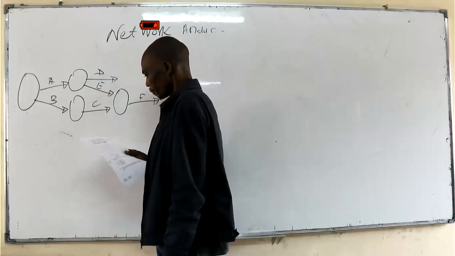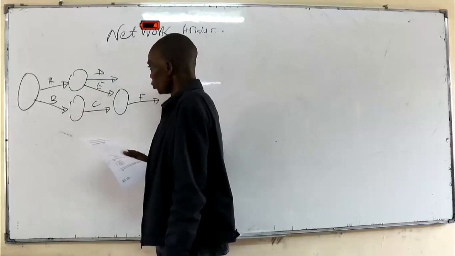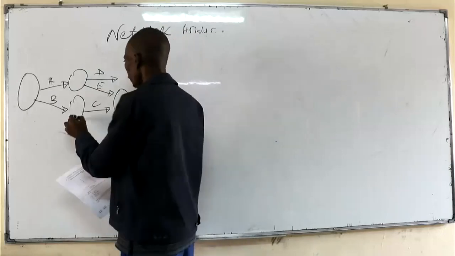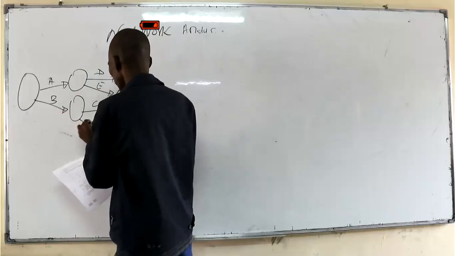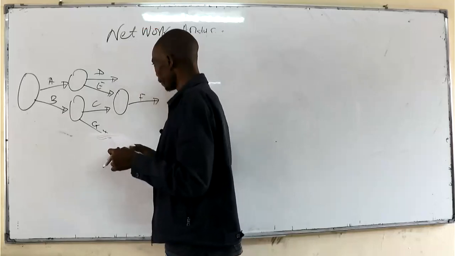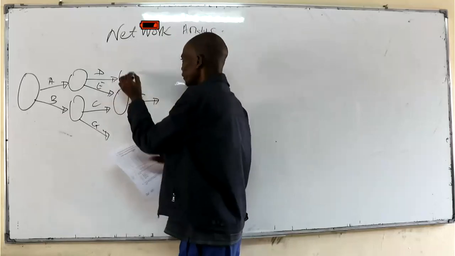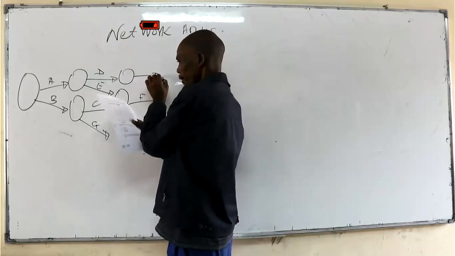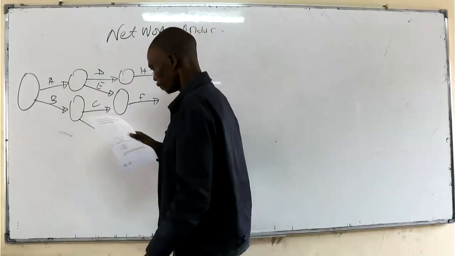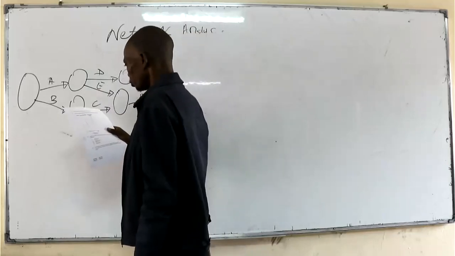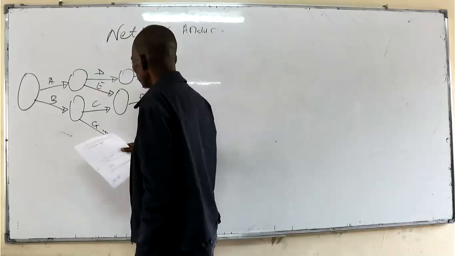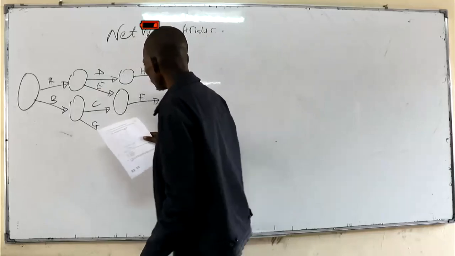Then for G to start, B must end. So B must end there for us to start G. For H to start, D must end. So where is D? D must end there for us to be able to start H. So H is there. Then for I to start, the three activities must end: E, H, G.